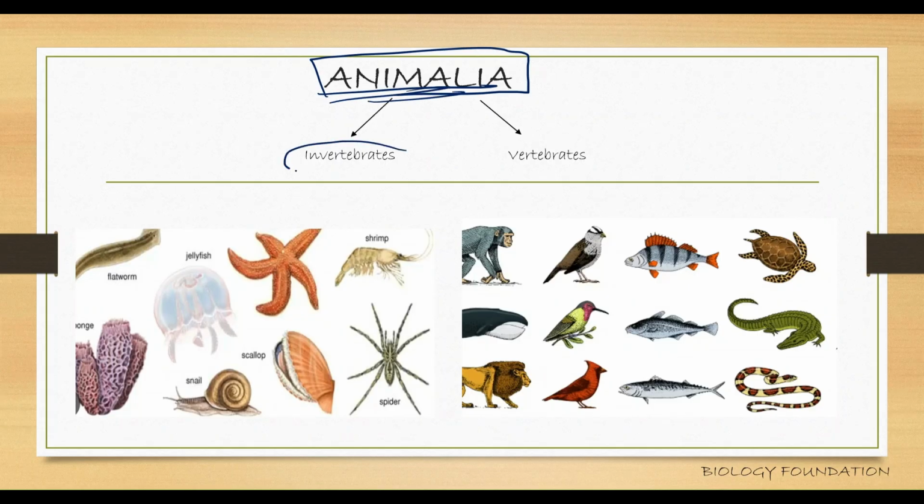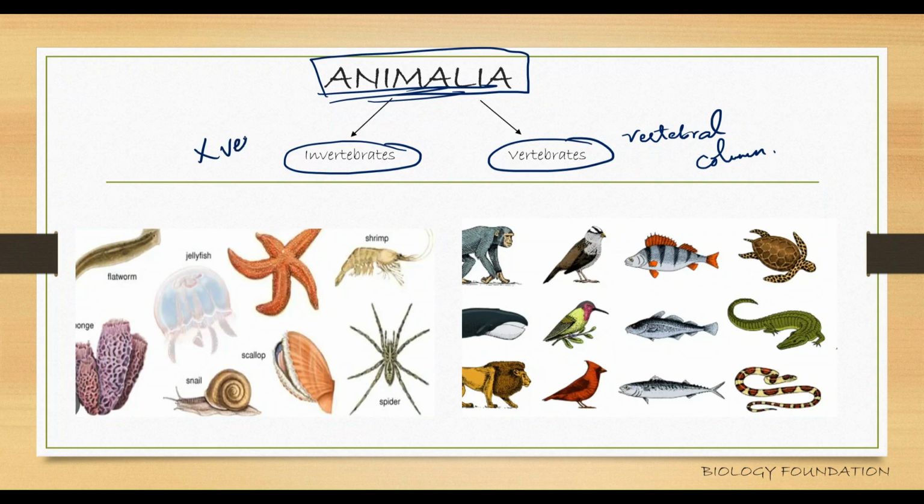Again, they are classified into two types: invertebrates and vertebrates. Vertebrates have the vertebral column. We all have a vertebral column, right? So we are vertebrates, and those that lack a vertebral column are kept under invertebrates. Examples include flatworm, jellyfishes, starfish, shrimp, snail. They lack this vertebral column, hence they are placed under invertebrates. Whereas those that have a backbone or a vertebral column are kept under vertebrates. Okay.